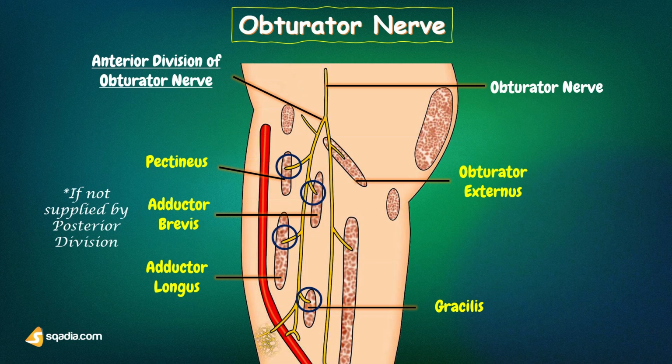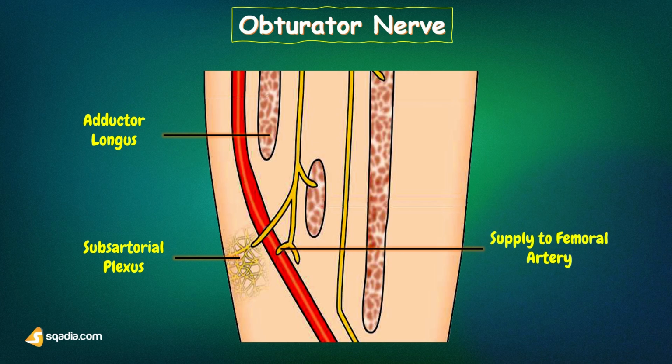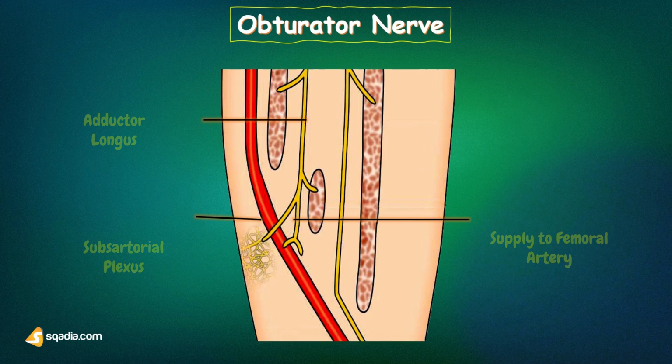As you can see, the anterior division passes along these muscles and gives off a branch to innervate these muscles. The adductor brevis is only innervated by the anterior division, if not supplied by the posterior division. The anterior division also gives a branch to the hip joint. Below the lower border of the adductor longus, it supplies a twig to the subsartorial plexus. The anterior division of the obturator nerve ends by supplying the femoral artery in the adductor canal.